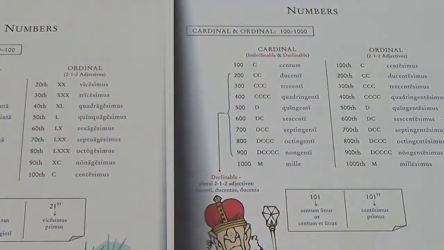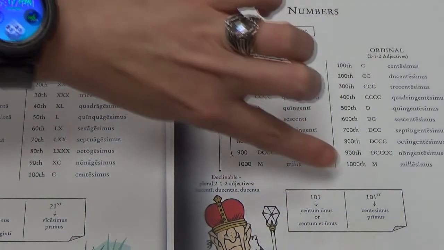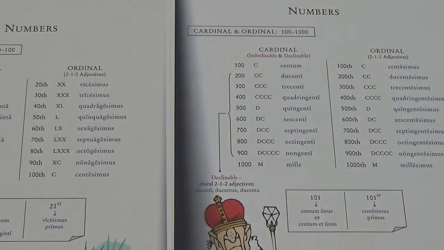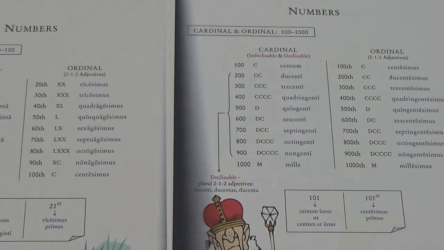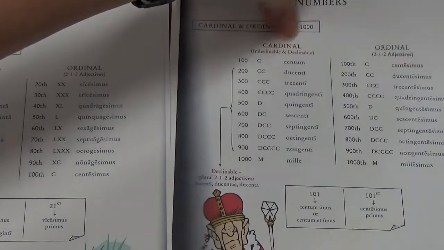How do we count 101? Centum unus. Centum, 100, unus. We can also say centum et unus. We can see the beginning of how we can have two adjectives modifying the same noun with no conjunction. In Latin, we always have the et. Here in numbers, centum unus, or centum et unus, we are starting to drop that et.